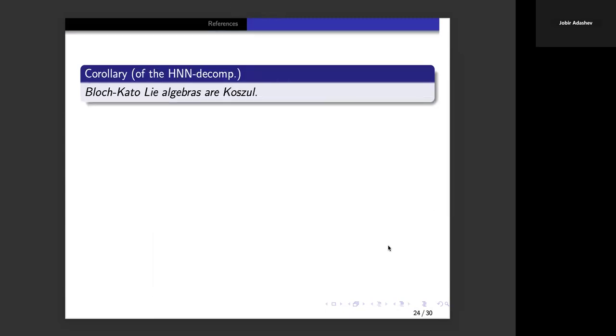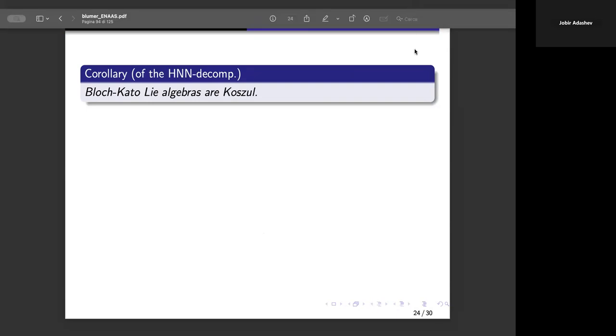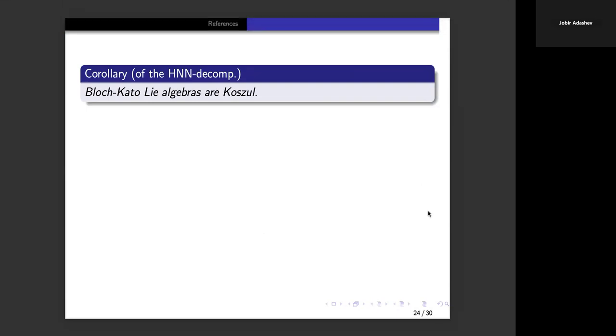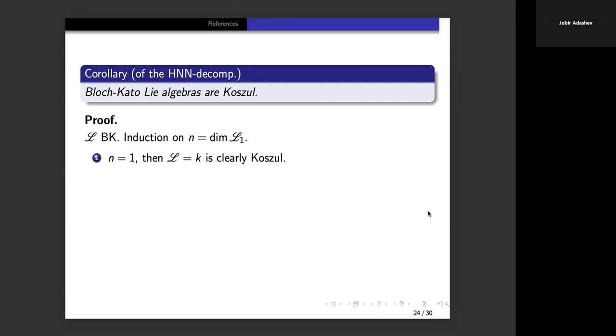We are studying bloccato algebras, and what can be said about bloccato algebras? First of all, they are quadratic, but by using HNN decomposition, we can also prove that bloccato algebras are also Koszul. And the proof is pretty easy. It can be done by induction on the number of generators. So we suppose that L is a bloccato algebra, and we suppose that it is generated by a single element. Then, of course, it is abelian, and as we have seen, it is bloccato.